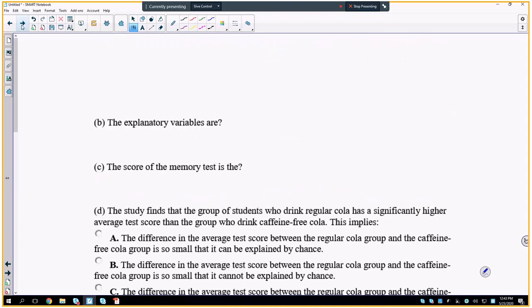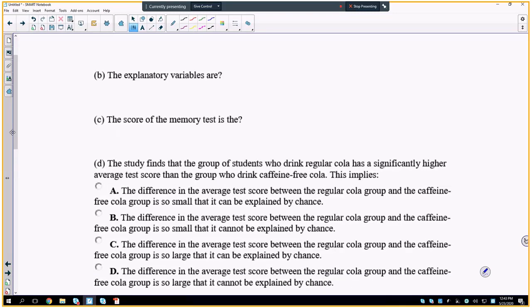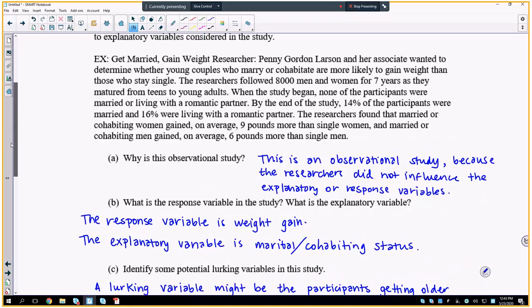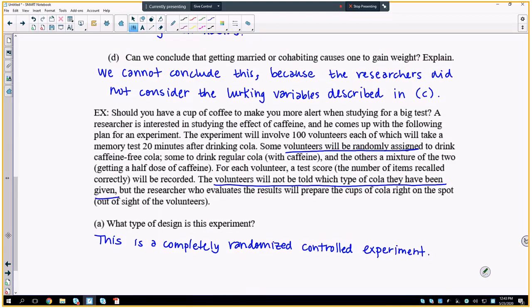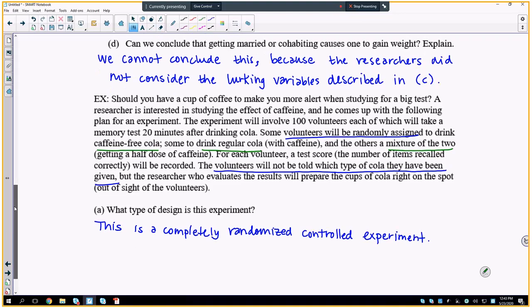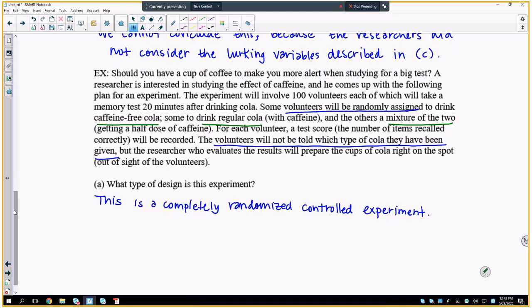Okay, the explanatory variables are, so these are the causes, if you will. We can go back and look and we'll see that we have caffeine-free cola, regular cola, or a mixture of the two. And for response variables, we're administering a memory test after drinking the cola, and what does it say? A test score. The number of items recalled correctly will be recorded.